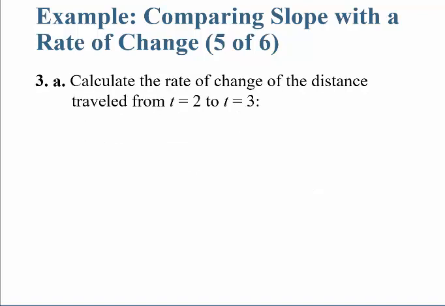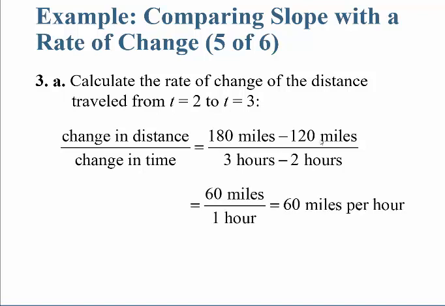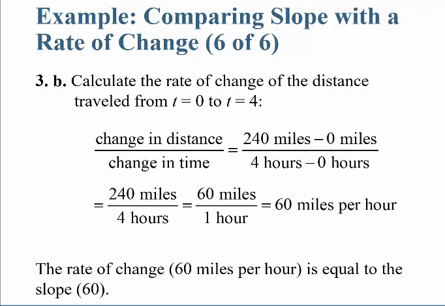All right, let's calculate the rate of change of distance traveled from t equals 2 to t equals 3. Well, at time 3 hours, the student has driven 180 miles. At 2 hours, they've driven 120 miles. So that rate of change is also 60 miles per hour here. So the rate of change looks like it's equal to the slope. If you do the same for 4, I'm not going to talk through it, but you'll get the same exact thing. The rate of change here is constant no matter what, and it's always equal to 60 miles per hour.